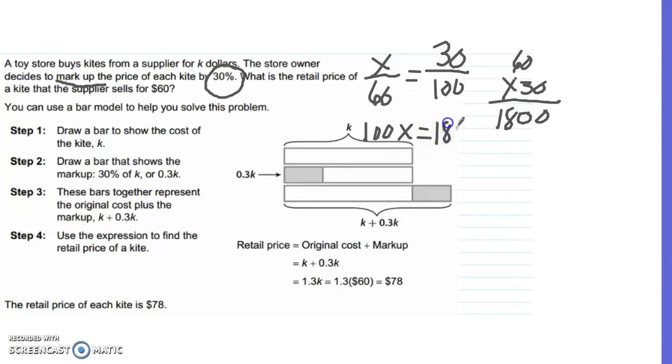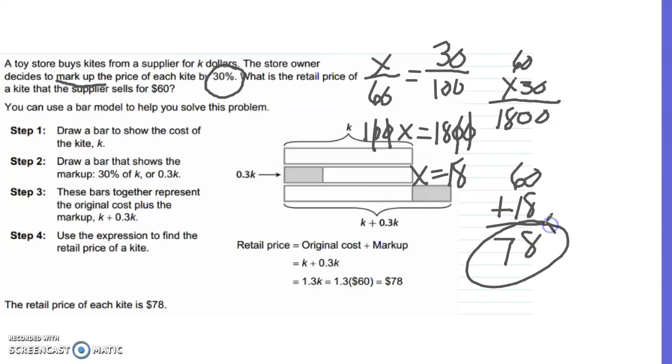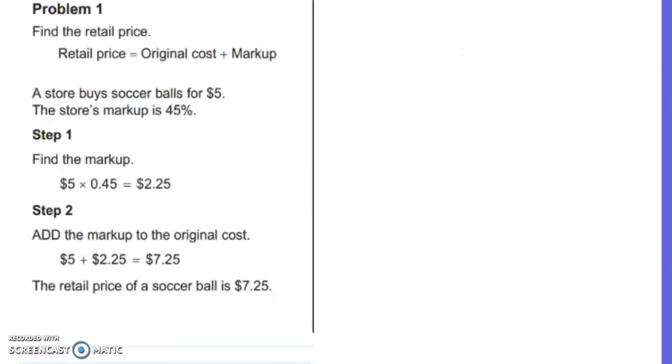When I divide by 100, I can do the zero trick. Here's a 0, a 0, a 0, a 0. So I'm left with x is 18. Okay, the part is 18, the markup. Well, remember, with markup, you have to add the original and the markup. So you have to do an extra step here, 60 plus 18. And you're going to get $78. So this is using the percent proportion. This is using a diagram. All right, let's look at another problem.